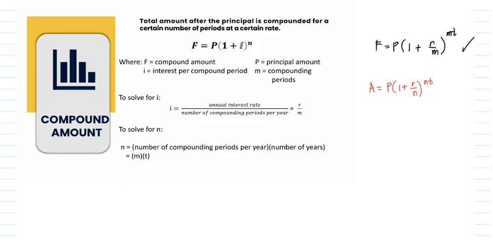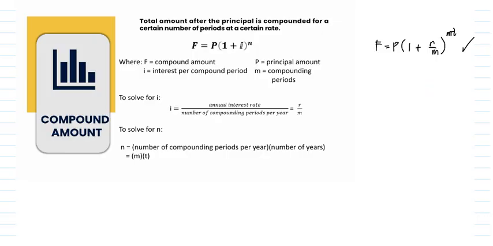Okay? So for this case, ito yung formula na gagamitin natin. F is equal to P times 1 plus I raised to N. This is going to be the formula in calculating for the compound amount. So, yung F here is defined as the compound amount. The I is the interest per compound period. P is equal to the principal amount. M is equal to the compounding periods.